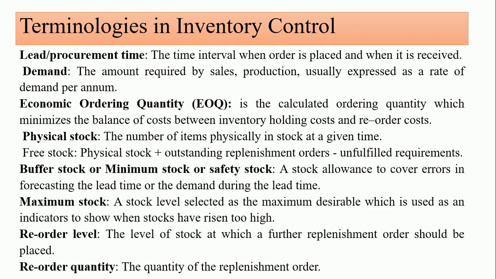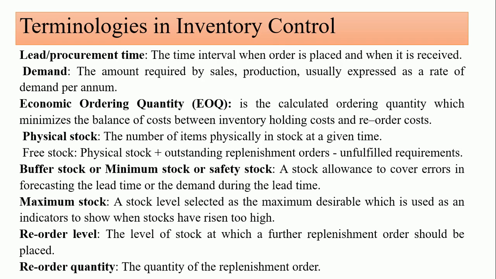We have the economic order quantity, sometimes called best order size. It is a calculated ordering quantity which minimizes the balance of cost between the inventory costs, also known as carrying costs, and the reorder costs, also known as ordering cost. So the quantity at which we minimize the cost between these ordering and carrying costs is considered to be the economic order quantity.